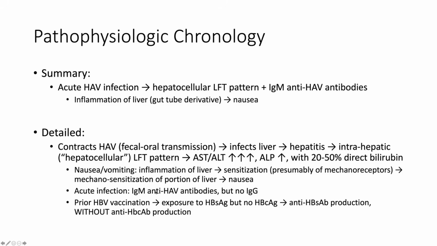The acute infection, as we talked about, is why you have IgM. And then because he's had a prior HPV vaccination, he was exposed. The vaccination, the key thing to remember is that the vaccine is surface antigen, but no core antigen. So because of that, you'll make an anti-surface antibody, but because you're not exposed to the core antigen, you will not make an anti-core antibody.